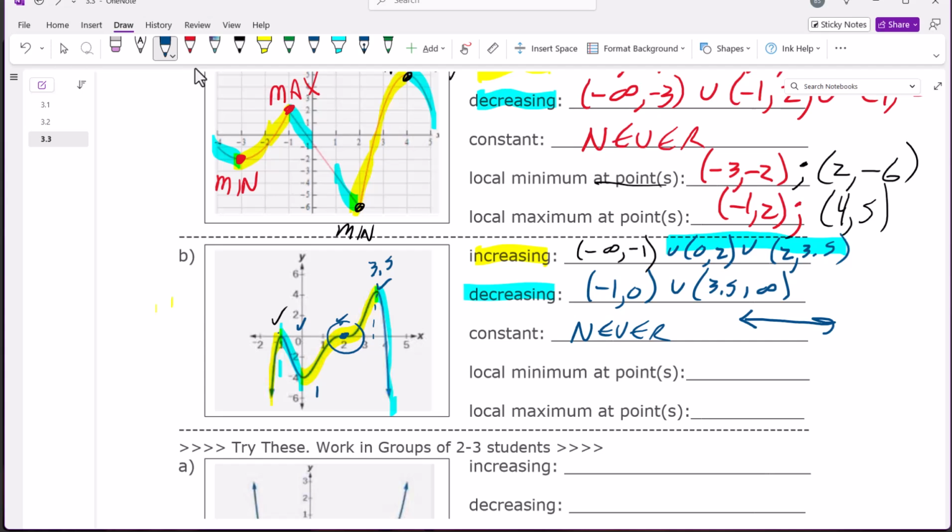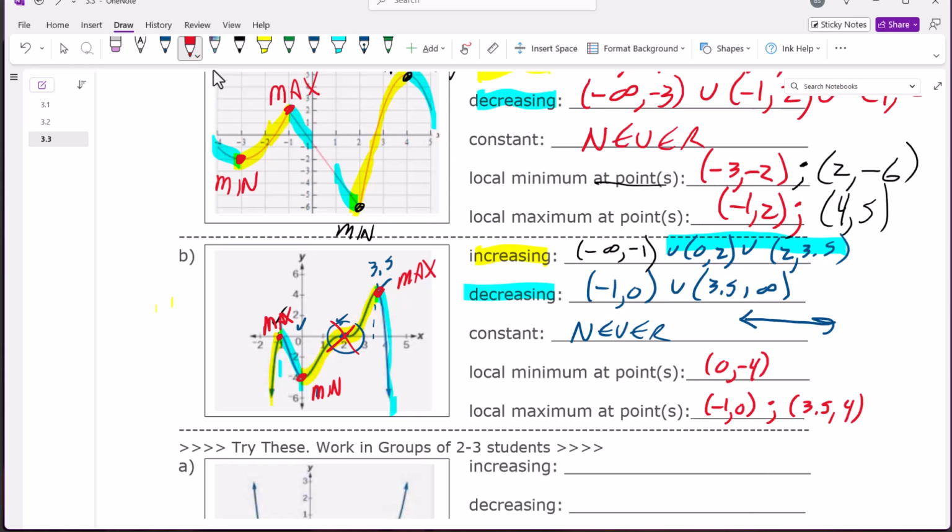Okay, now if you want to do minimums and maximums, then it goes like this. This would be a local max. That point right there, which is the point -1, 0, that's a local max. This point here is a local min. That is the point 0, -4. This point here is not a max or a min because the graph does not change directions. And then this point right here is another local max. So that appears to be at the point 3.5 and 4.